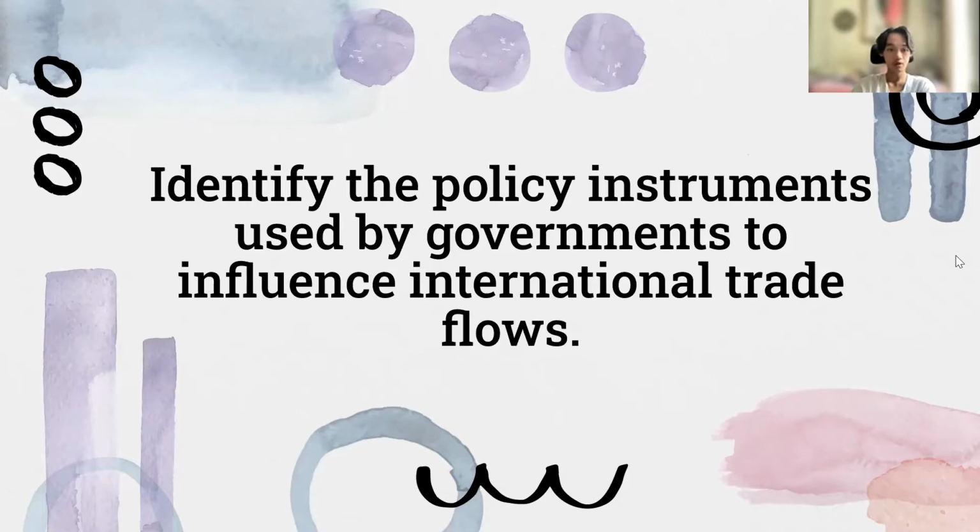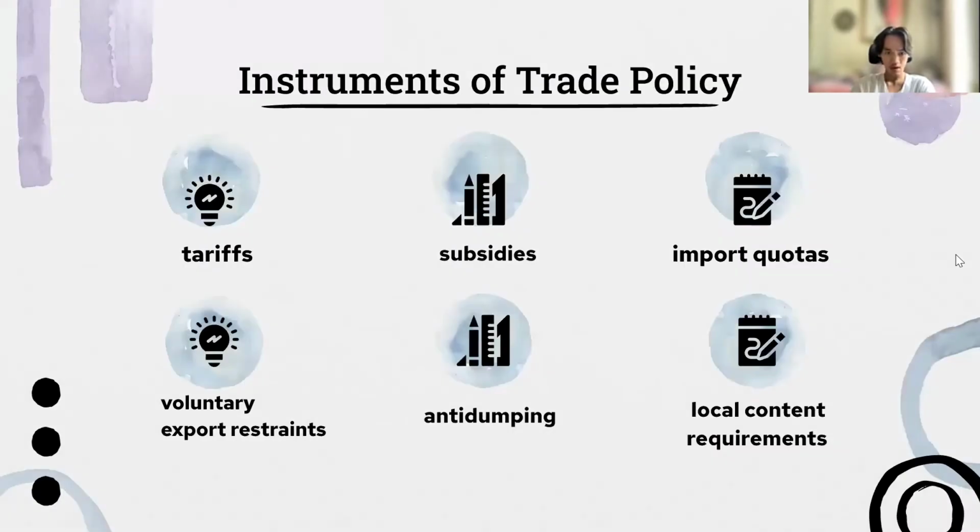First of all, we would like to identify the policy instruments used by governments to influence international trade flows. There are approximately 6 components we would like to discuss: tariffs, subsidies, import quotas, voluntary export restraints, anti-dumping, and local content requirements.